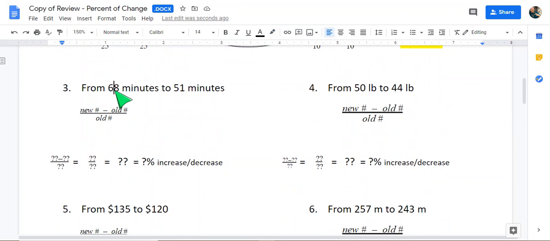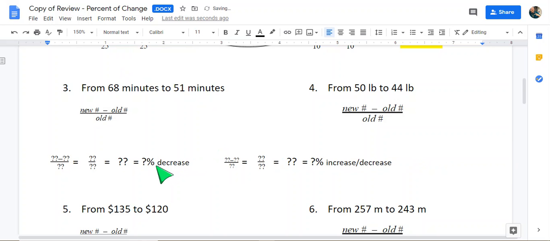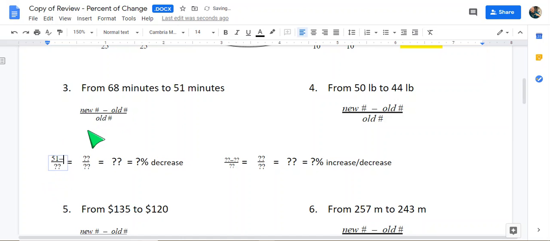Okay, from 68 minutes to 51 minutes. So 68 is the old number, 51 is the new number. It went down, right? So because it went down, I know it's going to be percent decrease, right? So let's do this together. Do new number minus old number. The new number is 51. The old number is 68.